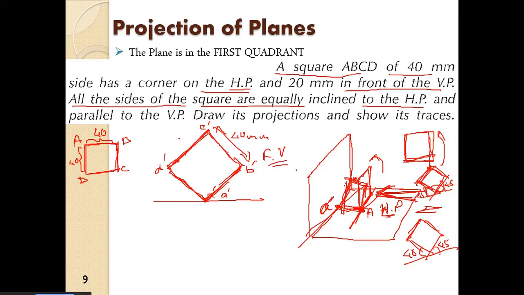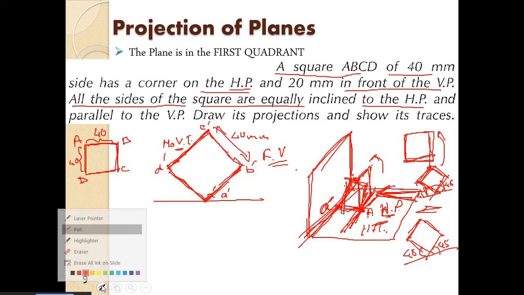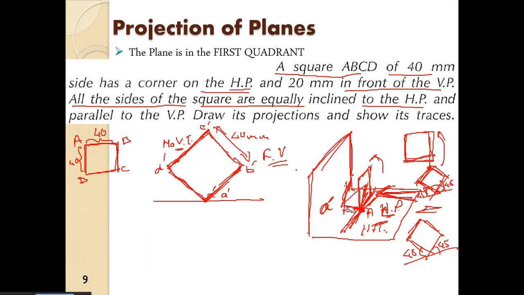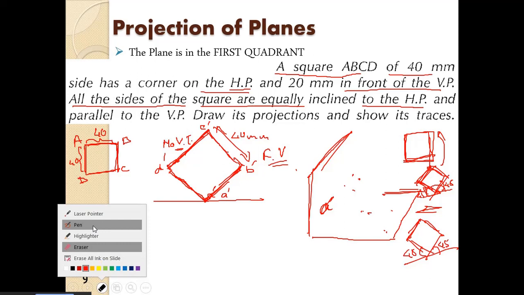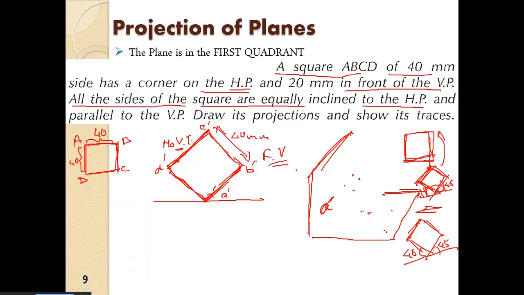So no H, no VT. No vertical trace, because this plane will not intersect the vertical plane at any point, so no vertical trace. Then now we have to find out the horizontal trace. So the plane is in this manner.